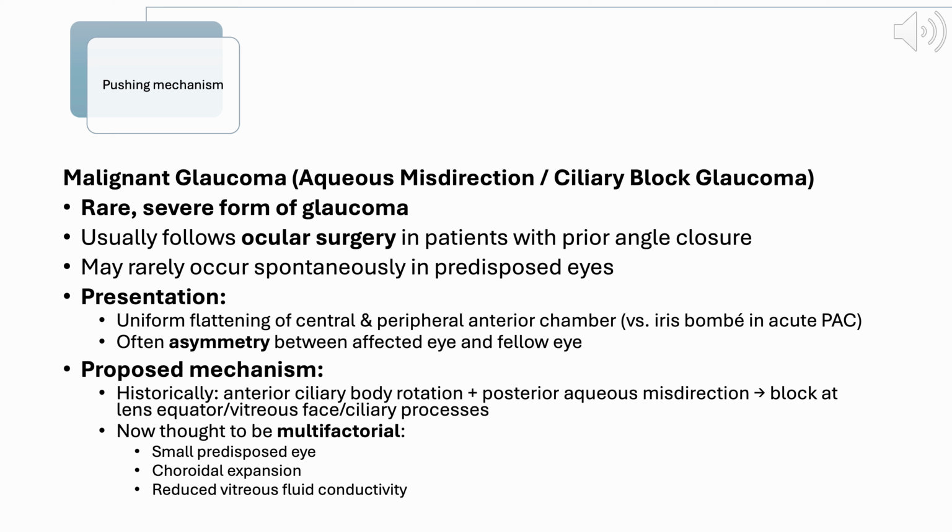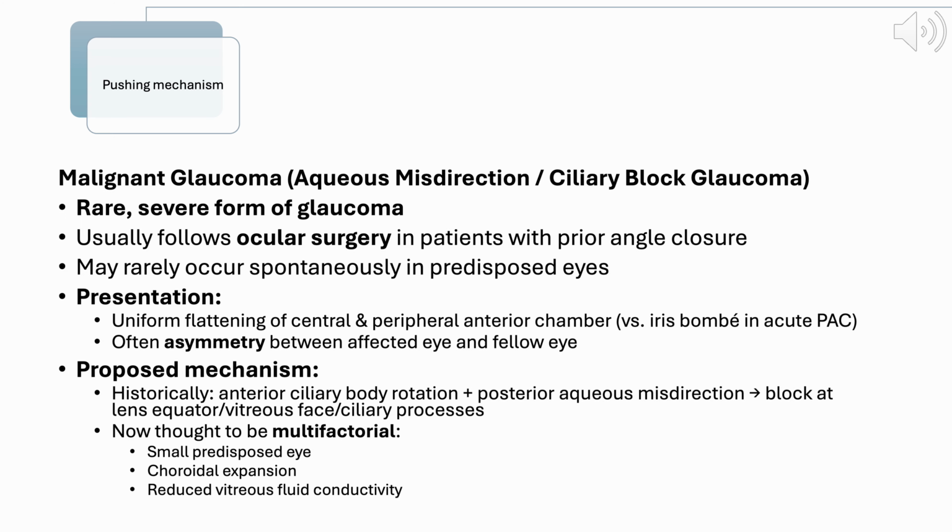As for mechanism, the older explanation was anterior rotation of the ciliary body with posterior misdirection of aqueous, leading to a block at the lens equator, vitreous face, and ciliary processes. Today, it is recognized as multifactorial, involving small predisposed eyes, choroidal expansion, and reduced vitreous fluid conductivity. This complex interplay is what makes malignant glaucoma particularly challenging to manage.